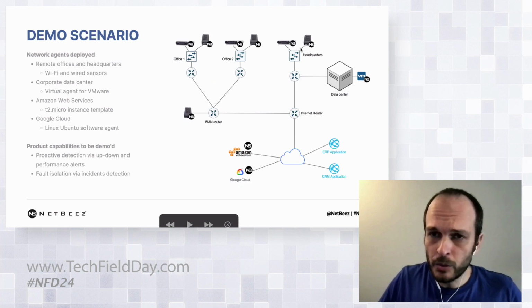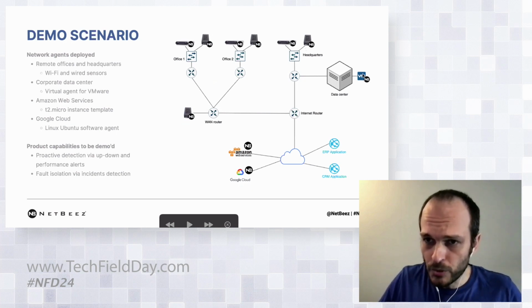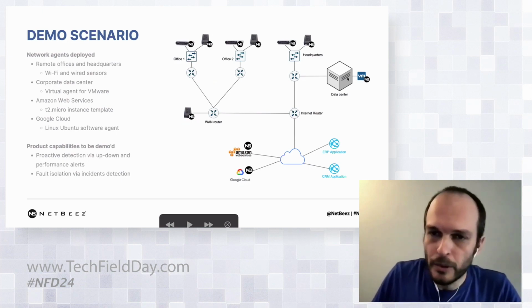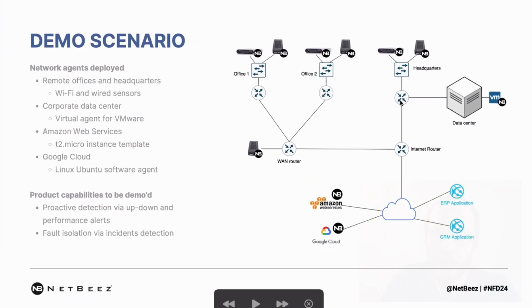And then in our headquarters, other than the wired and wireless, we also have a virtual machine agent deployed at the data center. Those are then accessing the internet through our internet router, where we have a couple of SaaS applications, supply chain and a CRM application. And then at the same time, we have agents on the cloud in Amazon Web Services and on Google Cloud to get an external view of our network.